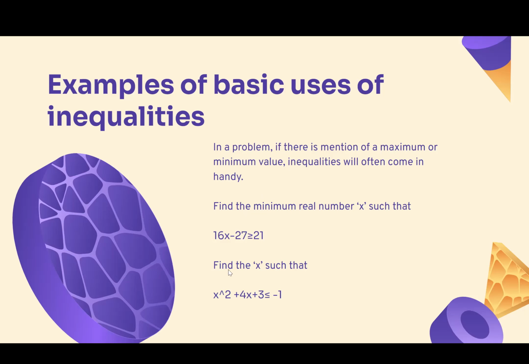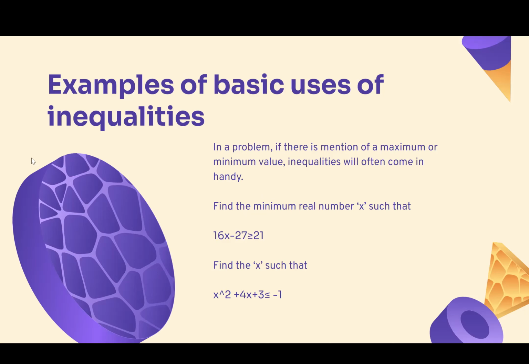And for the second one, I think everyone would have just added 1 to both sides, right? And then you'd notice it's x squared plus 4x plus 4 smaller than or equal to 0. And that's a square number, right? You can factorize that into x plus 2 squared, smaller than or equal to 0.